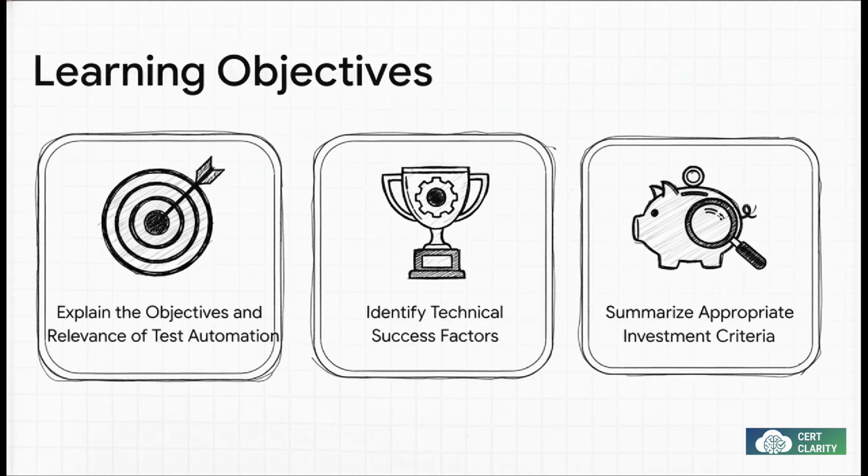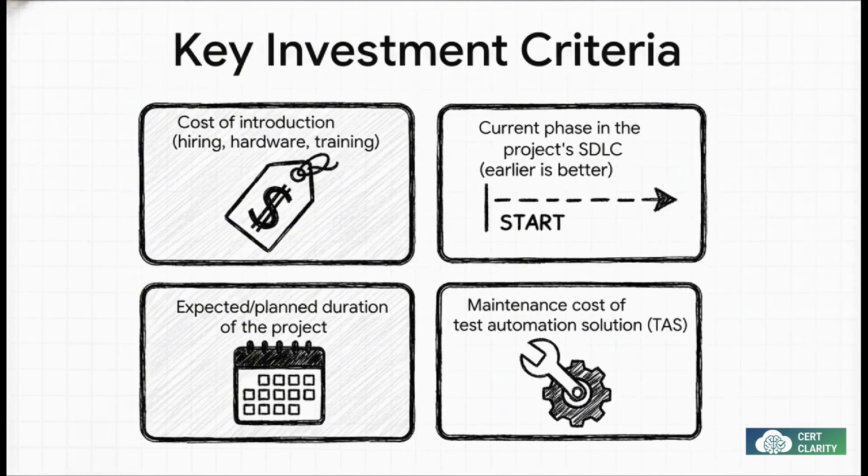And third, and this one is so important, how do we figure out if the massive financial investment is even the right move for this particular project? These are the big ticket items you have to evaluate before you commit a dime. You've got to think about more than just the upfront cost of tools and training. Where is the project in its life cycle, the SDLC?